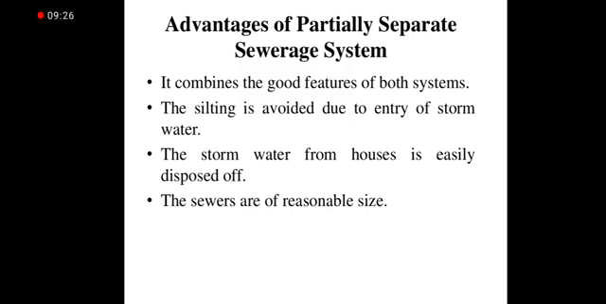What are the advantages of the partially separated sewer system? It combines the good features of both systems. The silting is avoided due to entry of storm water. The storm water from the house is easily disposed of. The sewers are reasonable in size. Means we don't need to provide 2 separate pipes, increasing the cost. Here the storm water which comes from the house will be easily disposed of, and the silting will be avoided.